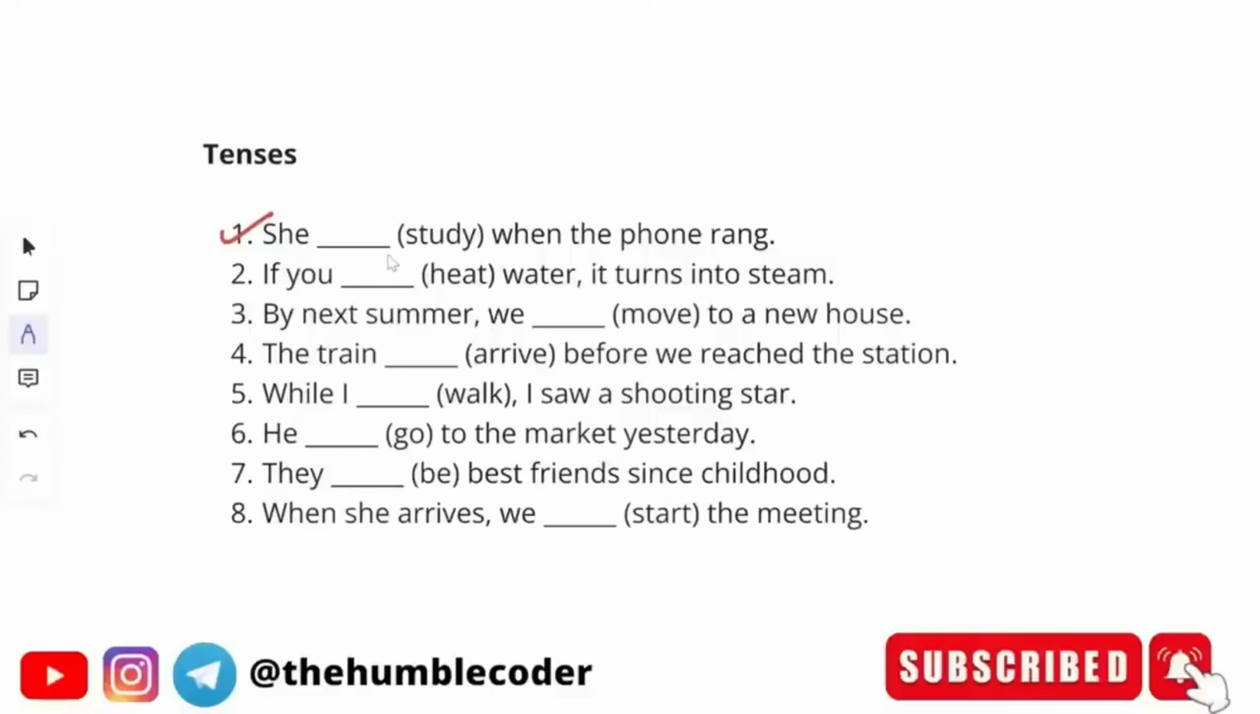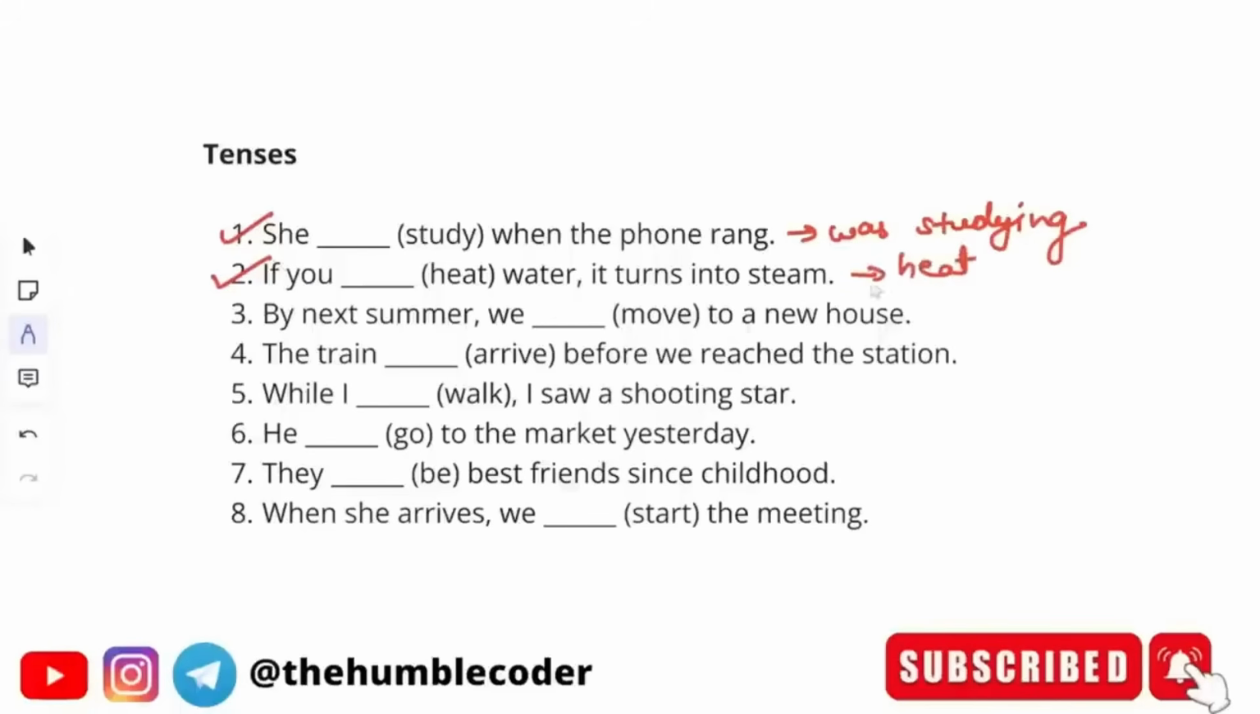She studied when the phone rang. The correct answer will be: she was studying when the phone rang. Let's move on to the second question. If you heat water, it turns into steam. So the correct answer will be: if you heat water, it turns into steam. So this sentence itself is fine.